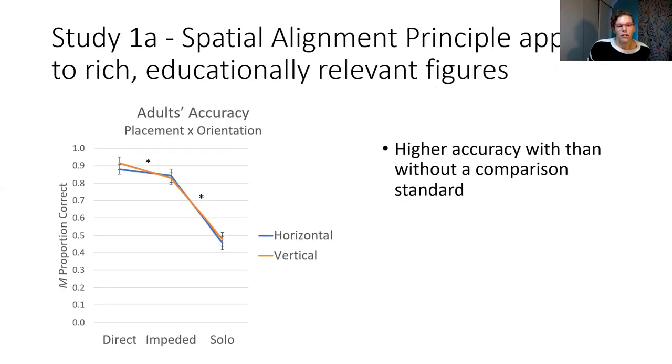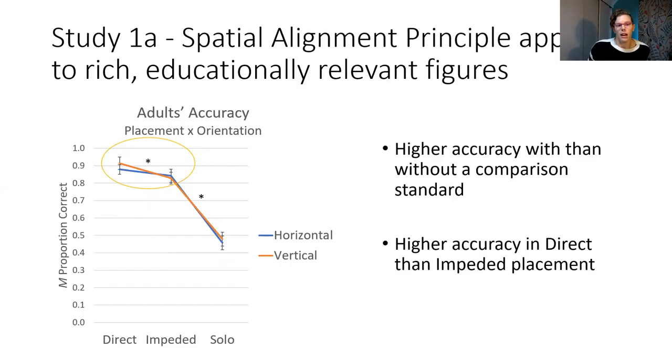So here's what we found. On the graph, we're showing proportion correct. So on this graph, higher is actually better, with our three conditions, direct, impeded, and solo along the x-axis. And first, I'll point out that in general, we found this really big advantage of seeing pairs instead of solo items, right? So having that comparison standard was really helpful for being able to identify that error. But we also found that amongst the pairs, there was a benefit to seeing them in direct placement as opposed to impeded placement, right? So this is replicating the effect that we saw in Matlen et al. with these skeleton structures. So this was for the adults.